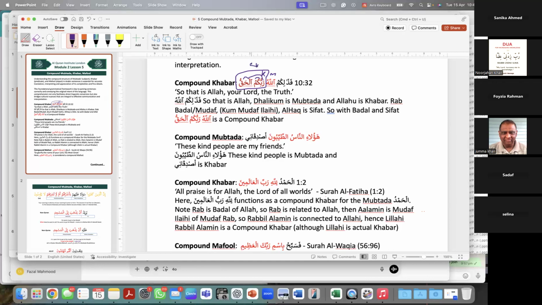So shall we say that al-haqq is the sifa here? Yes. I have to be honest. When we did that chapter on badal and mubdal minhu, there was one category which was descriptive badal.